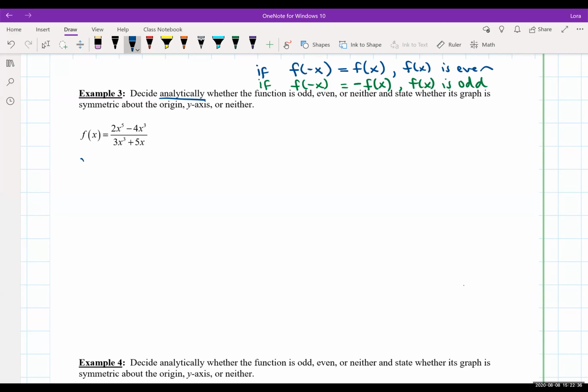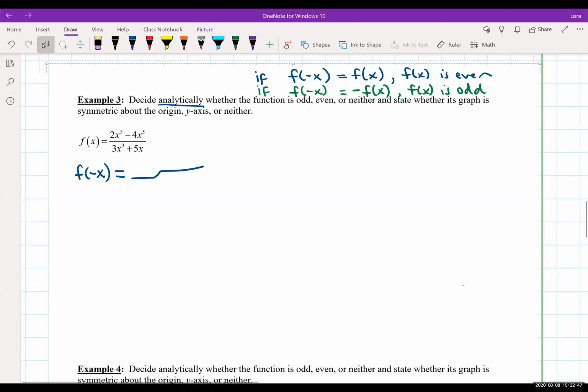As we're starting, our first step would be to write f of negative x and understand what that means in function notation. We're going to take our original function, and everywhere we see an x, we are going to substitute in a negative x. When you're showing your work, this is very valuable because it allows the instructor to award partial credit if there's any.